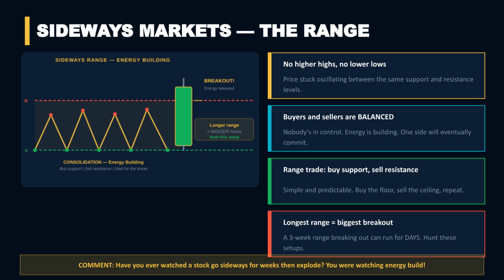Now the third type of market. Sideways or range-bound. This is when price is not making higher highs or lower lows. It's just bouncing. Support at $5,090. Resistance at $5,110. Price bounces between them. Ranges can last for days or even weeks, and they can be extremely profitable if you trade them correctly.